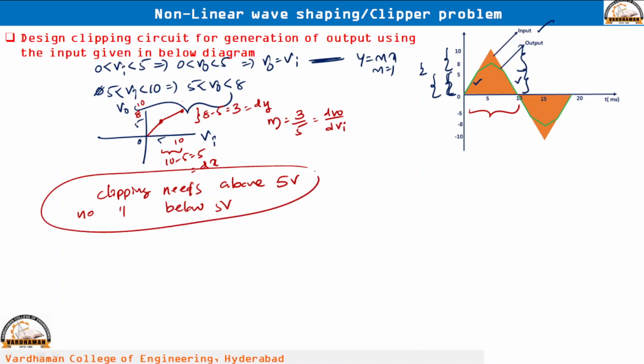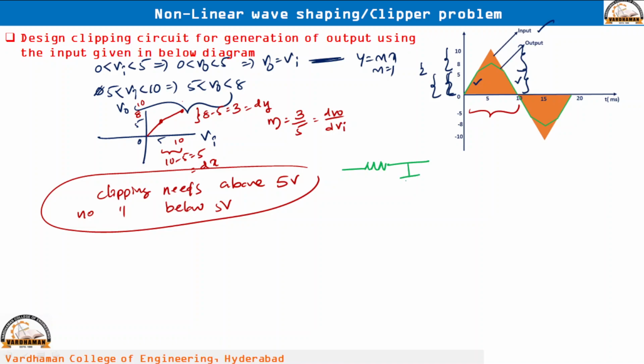This one can be told just by seeing the output and input waveforms. So above 5 volts, that means if you take 5 volts as the reference voltage, above the reference voltage you need clipping operation. For example, I need to design the circuit using shunt clipper. Using shunt clipper I need to design, so I will take the circuit like this basically.